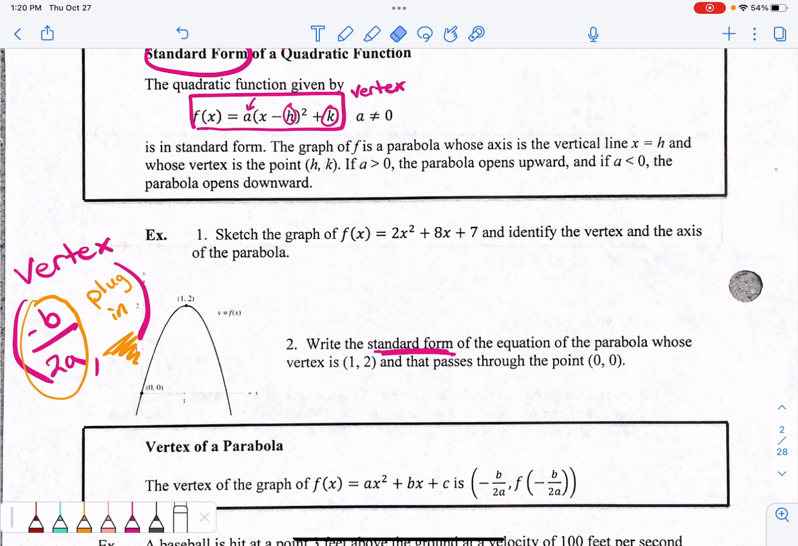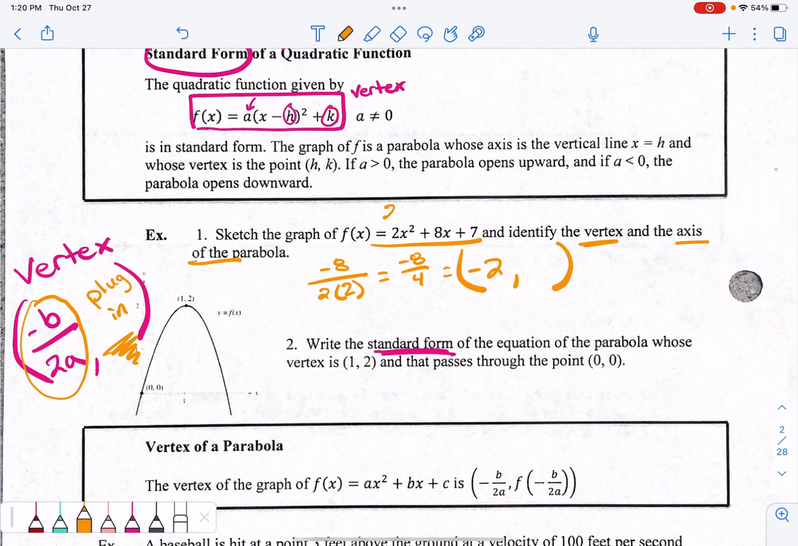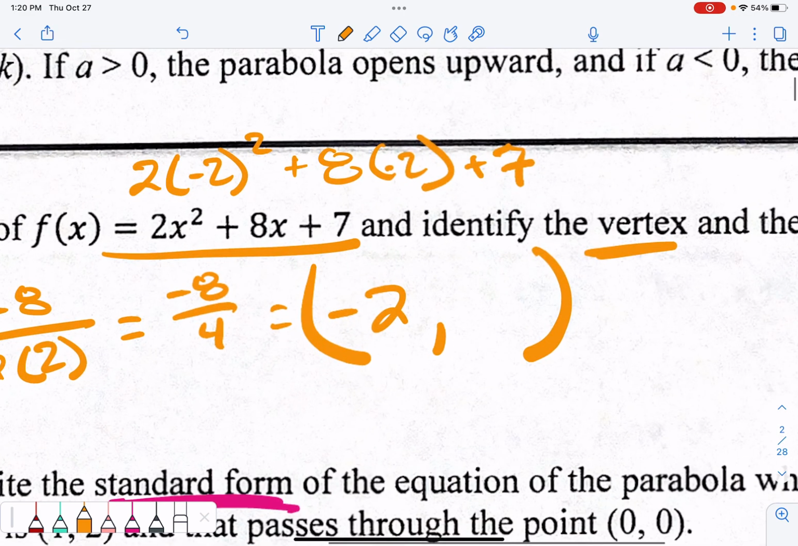So we're going to do that here. It says sketch the graph of this thing and identify the vertex and the axis of symmetry. Now, I don't want to sketch him first. I want to sketch him after I found the vertex and the axis of symmetry. So vertex is negative b over 2a. And negative b would be negative 8 over 2 times a, which is 2, right? So it's negative 8 divided by 4, so negative 2 is the x coordinate. And then I plug that in to find the y coordinate, right? So 2 times negative 2 squared plus 8 times negative 2, plus 7. Okay, and then I solve that.